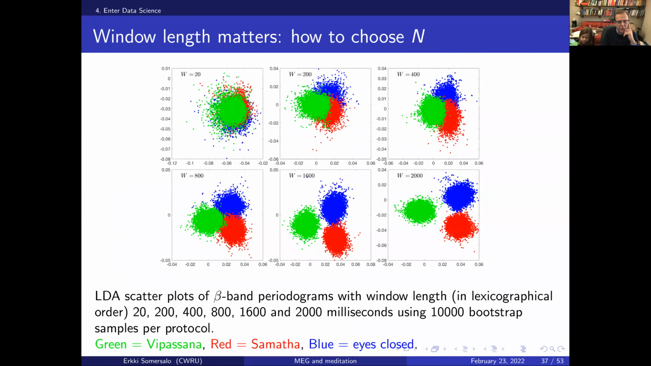Okay, so first of all, the windowing is important. If you take a really small window, so this is 20 milliseconds, these are scatter plots of the three different data types projected onto the directions of LDA. I'm finding two separating directions using LDA, and then I'm projecting my data in those two directions. When I increase the window to 2000 milliseconds, we start to get a really nice separation. That picture tells me that it is possible to separate between those data types, and clearly this indicates that there is a way to tell in which meditative state each meditator is. So this is the first message.